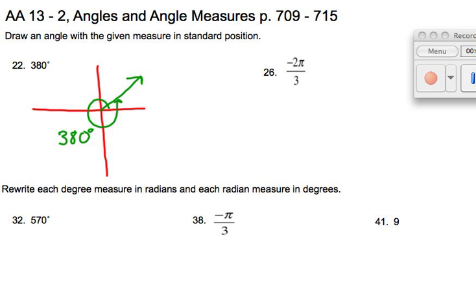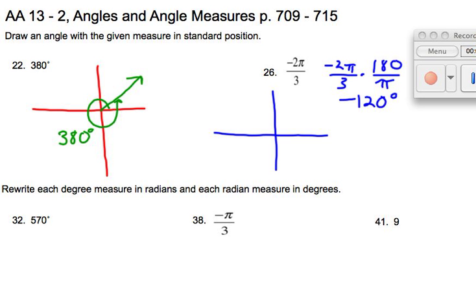When you're looking at number 26, do a conversion. Switch it to degrees. So negative 2 pi over 3 times 180 over pi. Simplifying it up, I get a negative 120 degrees. The negative means I'm going to go in a clockwise direction, starting at the positive x-axis, going clockwise 120 degrees.